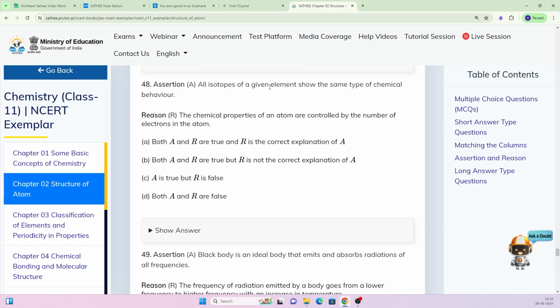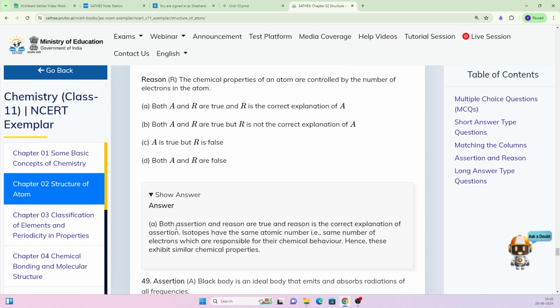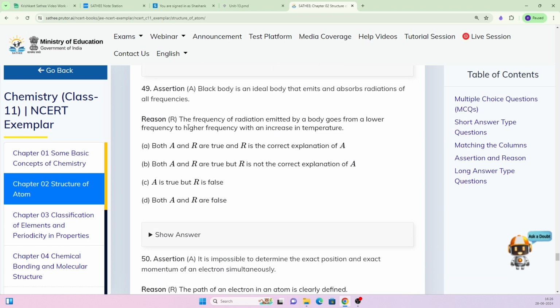First is: all isotopes of a given element show the same type of chemical behavior. So this is true because the chemical behavior is controlled by the number of electrons. So both assertion and reason are correct, and reason is the correct explanation of A. This is the very correct answer that you can expect. Okay, A is the correct option.